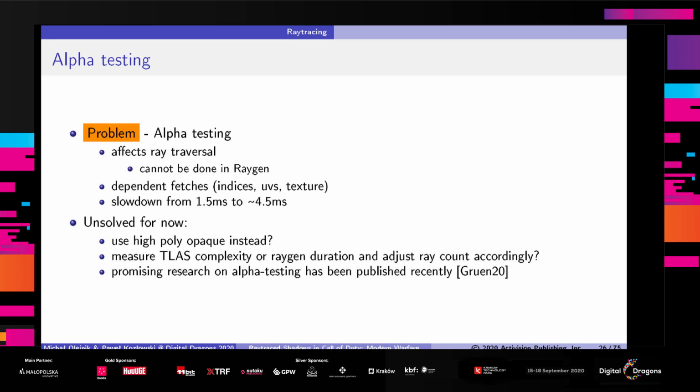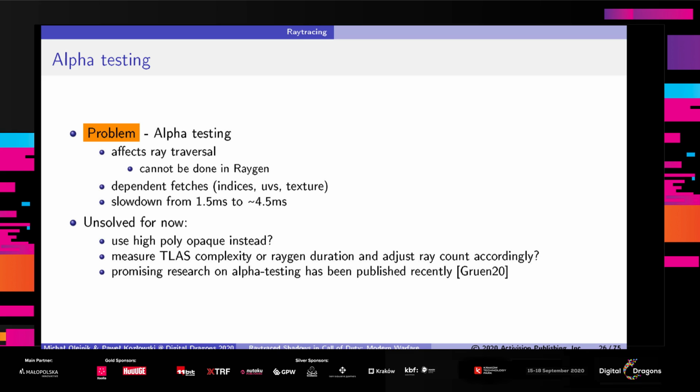Unfortunately, we are unable to solve performance issues with alpha testing. And there is no easy solution here. Alpha testing requires dependent memory fetches, so first you have to fetch your triangle indices to construct the actual triangle. Then you have to fetch per vertex UVs, and only after that can you fetch the actual texture, so there is a lot of dependent additional work to be done. And this work cannot be moved outside of the any hit shader to the ray generation shader, because it affects ray traversal.